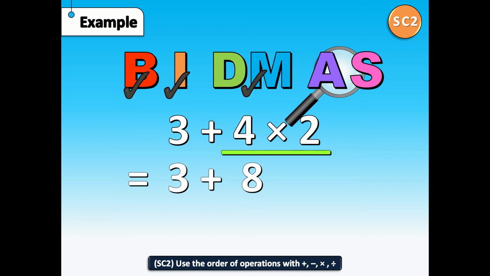So now we have a look at addition and subtraction. So we do the addition. So the answer is 11.